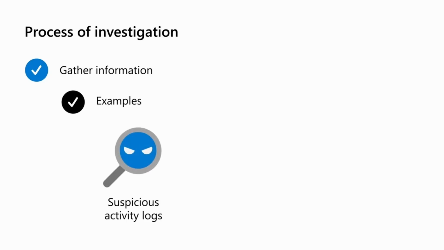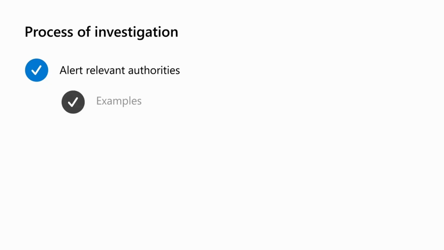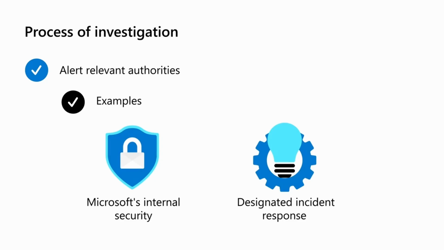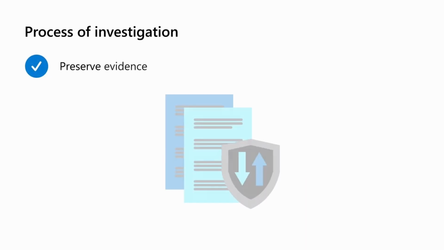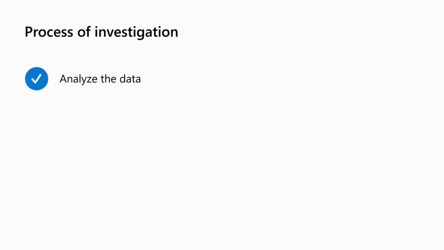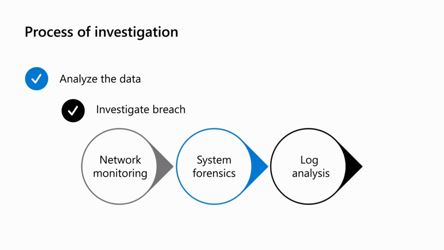The first step is to gather information about the possible intrusion, for example, suspicious activity logs, network logs, or user reports. Following that, you should alert the relevant authorities, for example, Microsoft's internal security or designated incident response team. After that, you must appropriately preserve all the evidence pertinent to the investigation. The incident response team will then extensively analyze the data. To investigate the breach, they might employ network monitoring, system forensics, and log analysis methods.